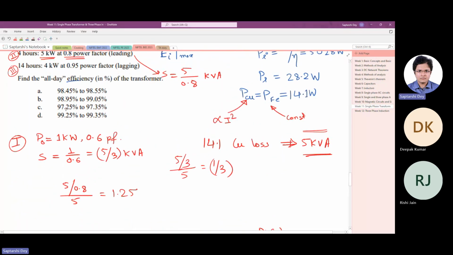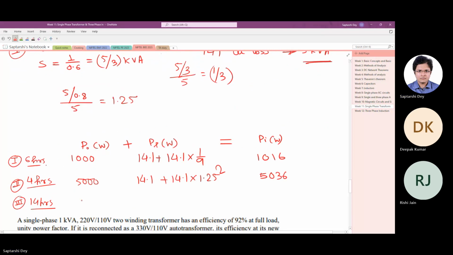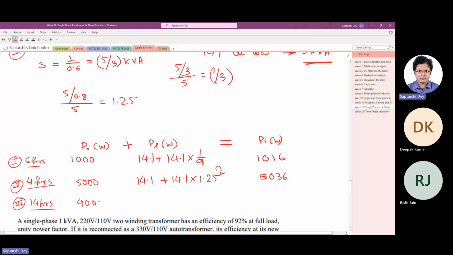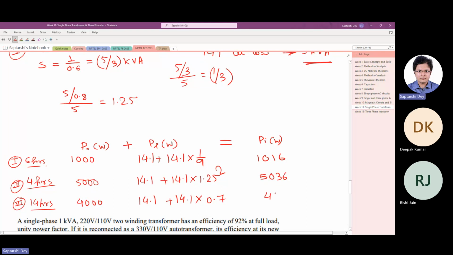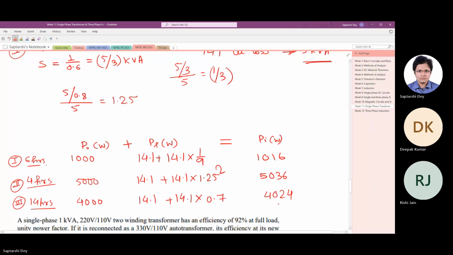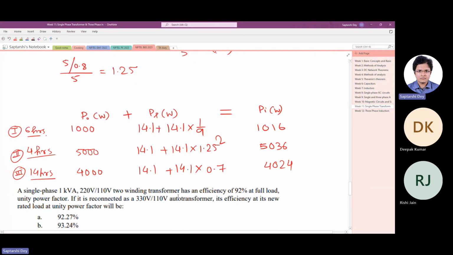Similarly for 14 hours, how much is the data? 4 kilowatt, 0.95 power factor, same. I'm not doing it once again. It will be 14.1 plus 0.1 times 0.7, which will give you 4024. Right?